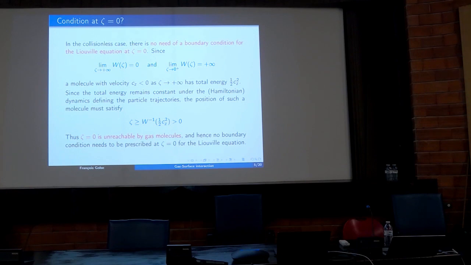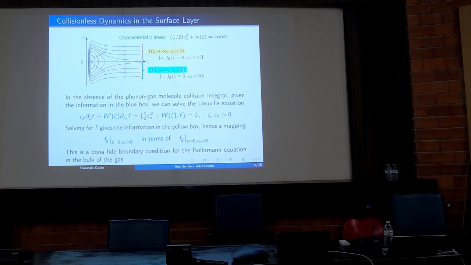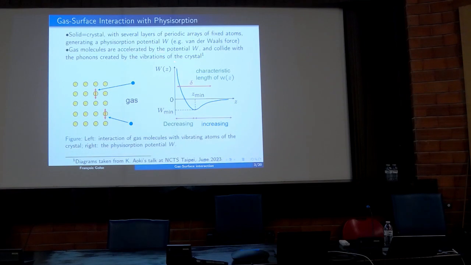However, I want to insist on a very special feature of this model, that there is no need of a boundary condition for the UV equation at zeta equals zero. Because if you look really at this dynamics here, you see that particles coming towards the boundary zeta equals zero will actually not reach that boundary, because near the boundary W goes to infinity, so the potential will repel the molecules, and the molecules will not reach the boundary because you have near the boundary an infinite potential.